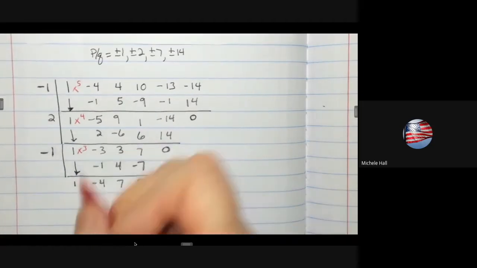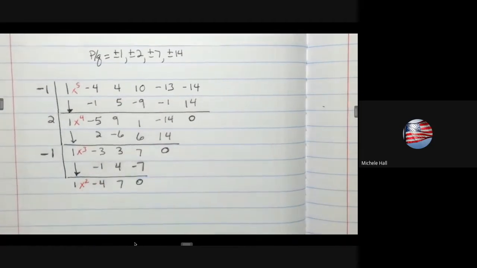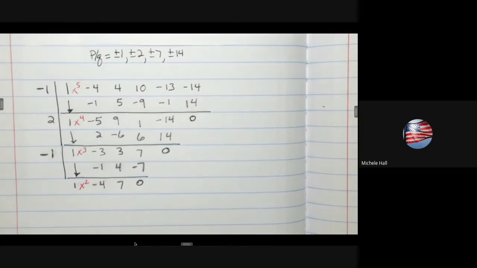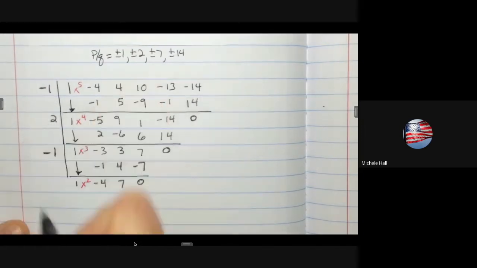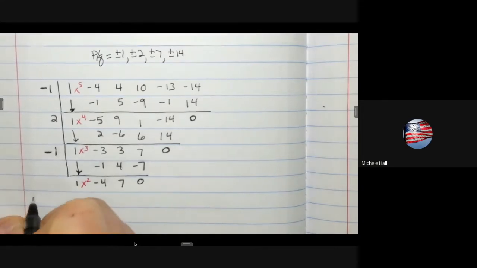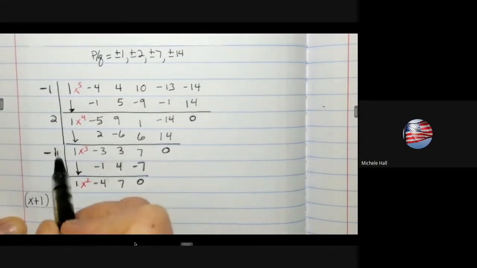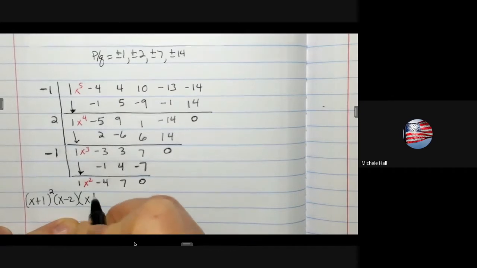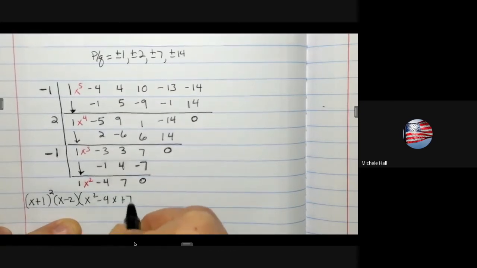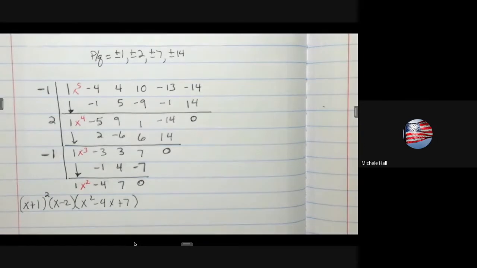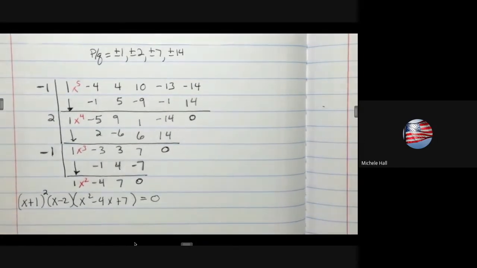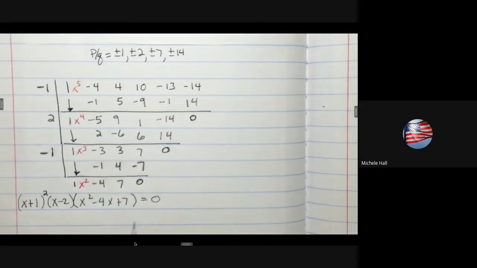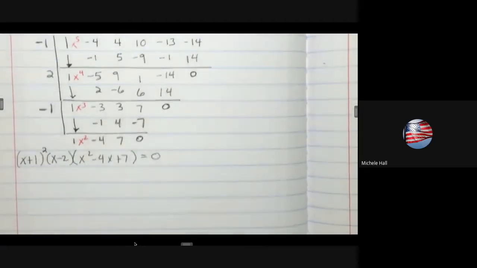We have a degree 3 that is now a degree 2, and we are ready to factor or use the quadratic formula. Bringing down all of my factors, we have x plus 1, and we have 2 of those. We have an x minus 2, and then we have our quadratic, x squared minus 4x plus 7. We're going to set them equal to 0 and solve. So factors of 7 will not add to 4. Quadratic formula.